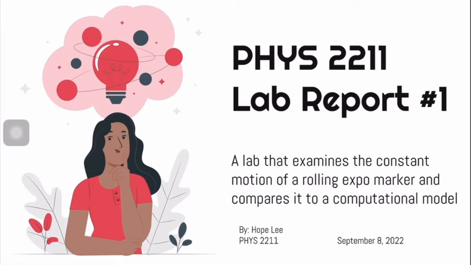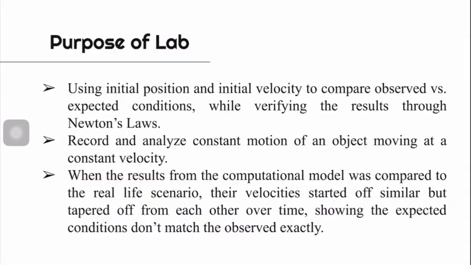In this lab, we focus on examining the constant motion of an object and comparing it to a computational model we built. The purpose of the lab was to use the initial conditions derived from tracker data to record and analyze the constant motion of an object moving at a constant velocity. As a brief preview of my results, I can say that the computational model had a significant difference in results over time when compared to my observed model.